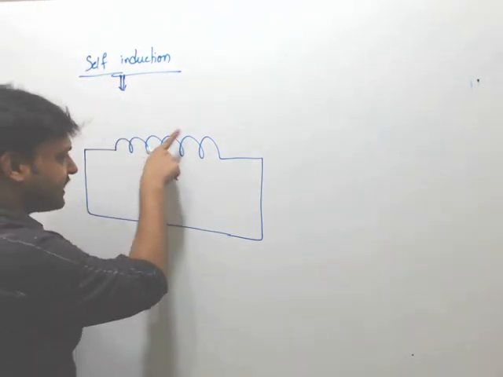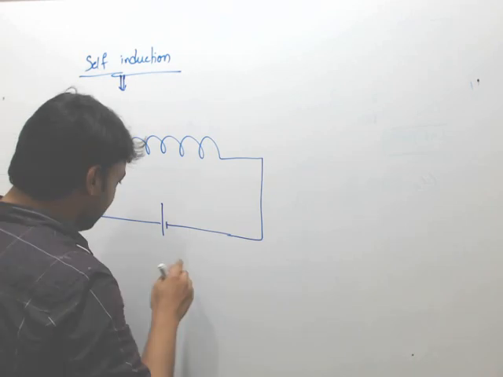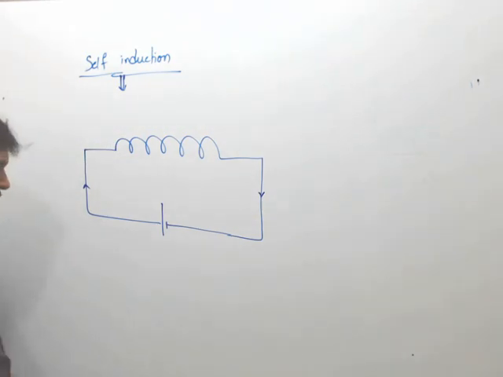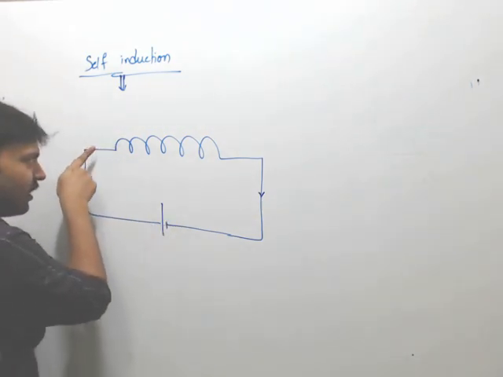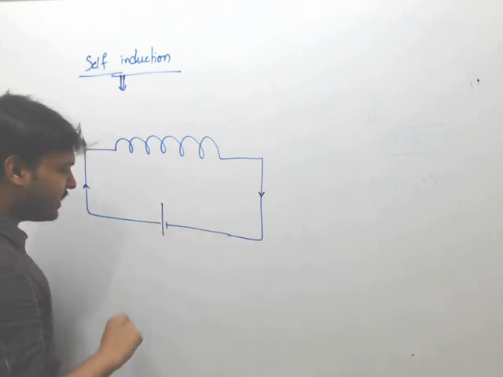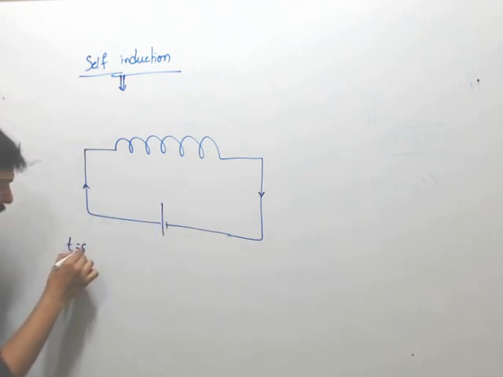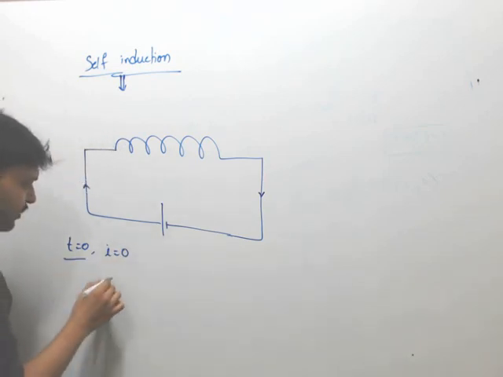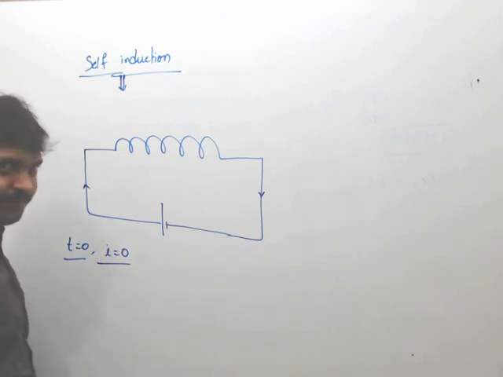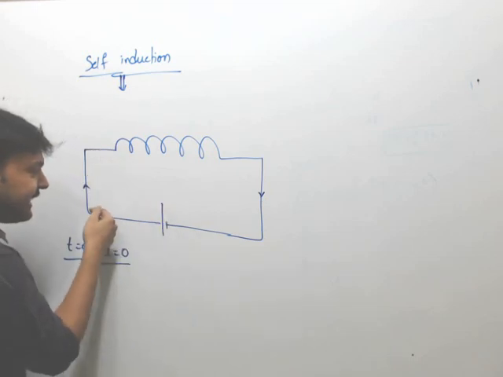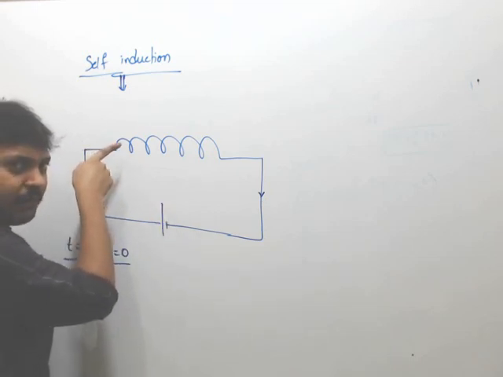Now, if a coil is connected to a battery, what will happen? Current starts flowing from higher potential to lower potential, we know that, okay? So it started flowing from higher to lower. This conductor will allow the current. Now try to understand, initially at time t equals 0, I equals 0. Now slowly the current is flowing, current is increasing. If current is increasing, then what will happen?